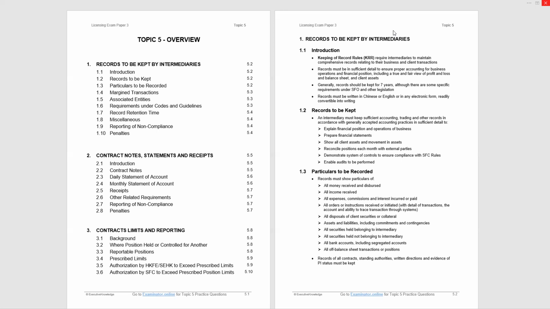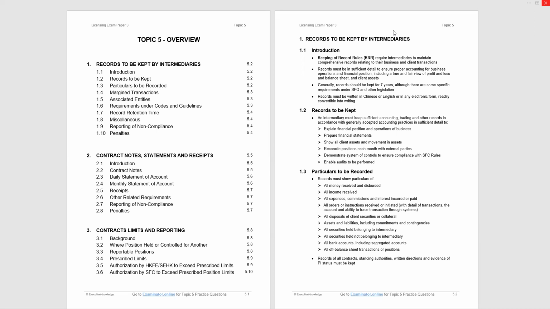Records must be written in Chinese or English, or, which is most common, in electronic form that we can convert into writing. Now, under the keeping of record rules, what are the records to be kept? It must keep sufficient accounting, trading and other records in accordance with generally accepted accounting practices, GAAP, in sufficient detail to explain and show the performance of the business, explain the client assets, movement of assets, etc. They're listed there, and I'd say that most of those are business common sense.